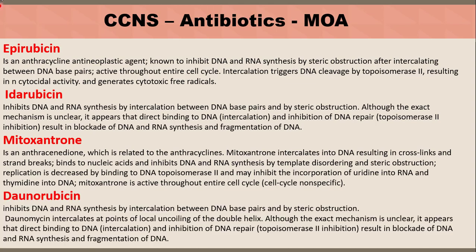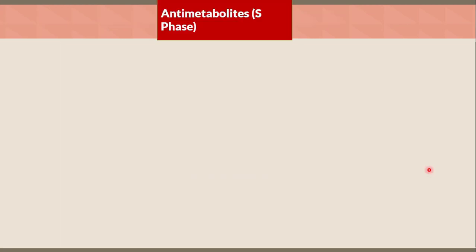Daunorubicin inhibits DNA and RNA synthesis by intercalation between DNA base pairs and by steric obstruction. Daunorubicin intercalates at points of local uncoiling of the double helix. Although the exact mechanism is unclear, it appears that direct binding to DNA, intercalation, and inhibition of DNA repair, topoisomerase 2 inhibition, result in blockage of DNA and RNA synthesis and the fragmentation of DNA.